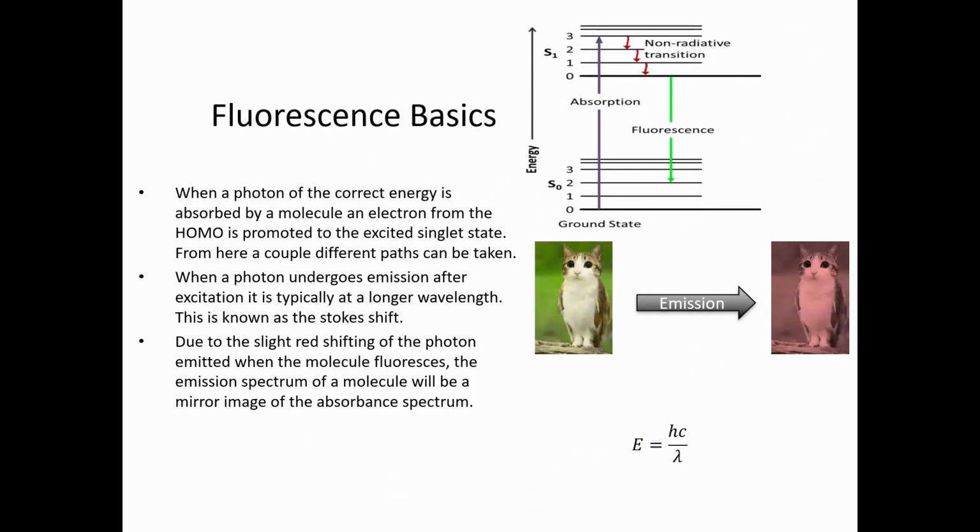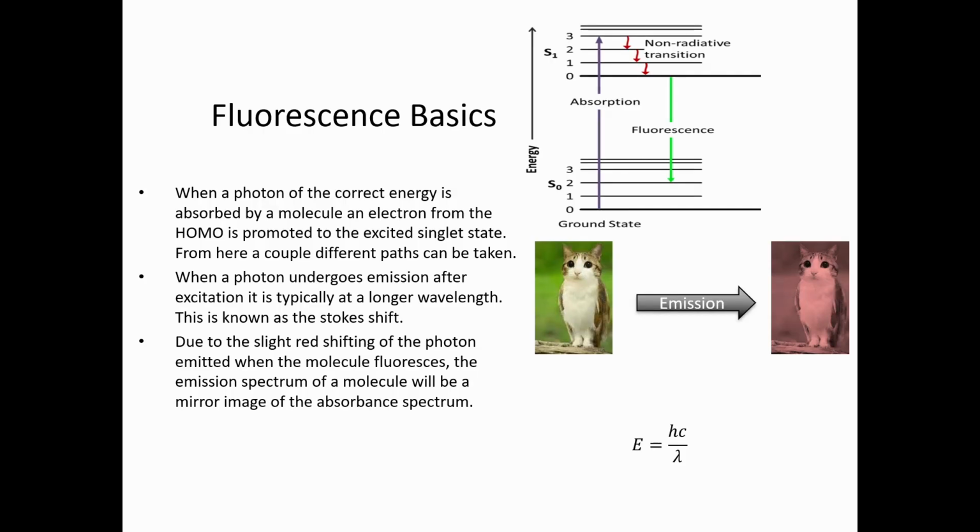When energy is absorbed by a molecule, an electron from the HOMO is promoted to the excited singlet state. And at this point, a couple different paths can be taken. As seen in the top right figure, when an electron is promoted to the excited singlet state, it can then undergo a couple of non-radiative vibrational relaxations down to the ground vibrational level of the excited singlet state. At this point, the electron can then relax down to the ground state and emit light in a process that we know as fluorescence.